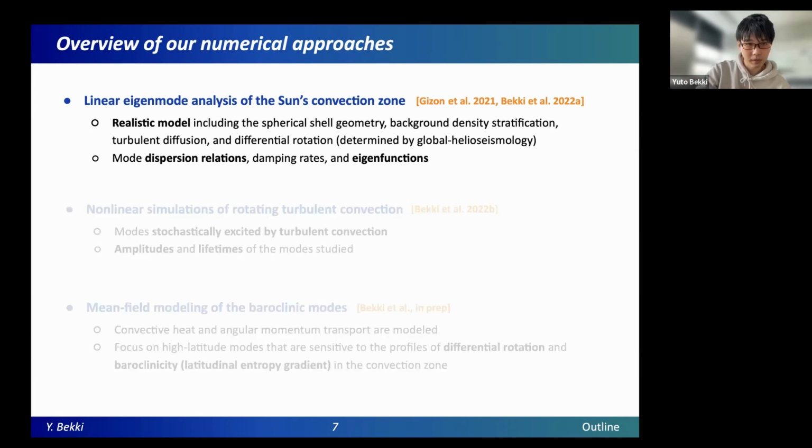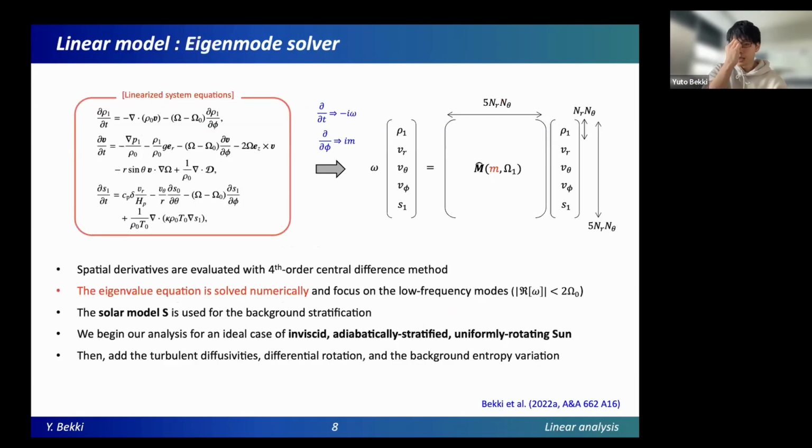So let's begin with the linear calculation. Here I show the linearized hydrodynamic equations in the sun's convection zone. This linear model is, I would say, more realistic than any other existing models because it takes into account the spherical shell geometry, differential rotation, turbulent diffusion, latitudinal entropy variation, the non-adiabatic stratification, and so on.